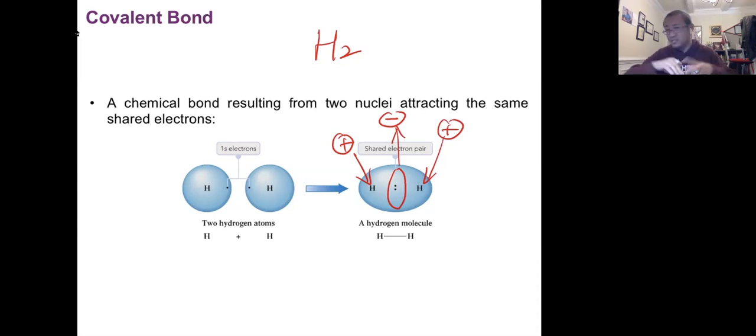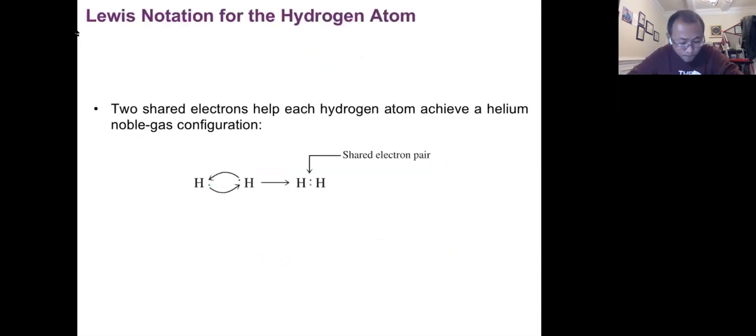When you look at a covalent bond, it's nothing but what? Charge interaction. It is the charge of the electrons shared interacting with the charge of the nuclei of these 2 atoms. And this is the simplest covalent bond model. Okay? Now, these 2 shared electrons, again, help each hydrogen atom to achieve a noble gas configuration.